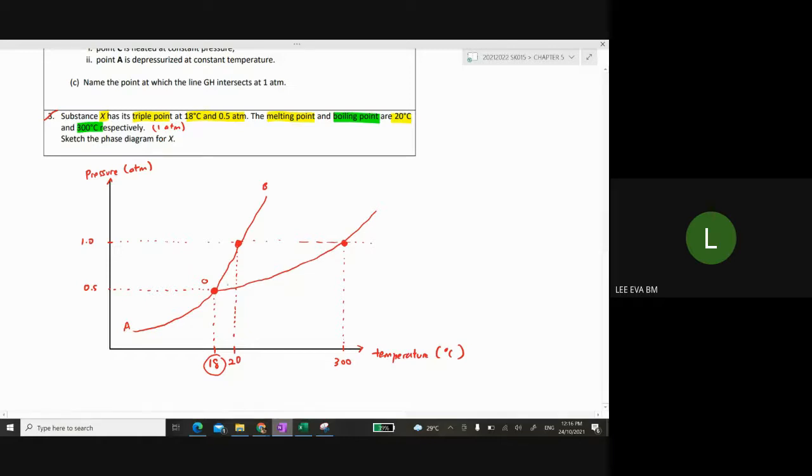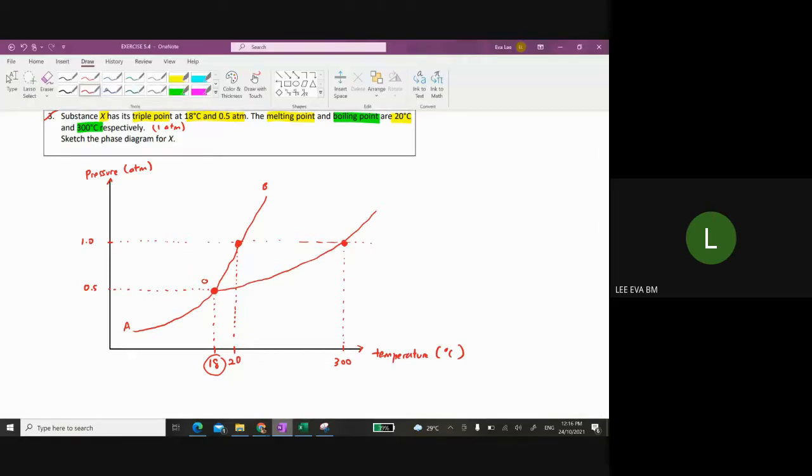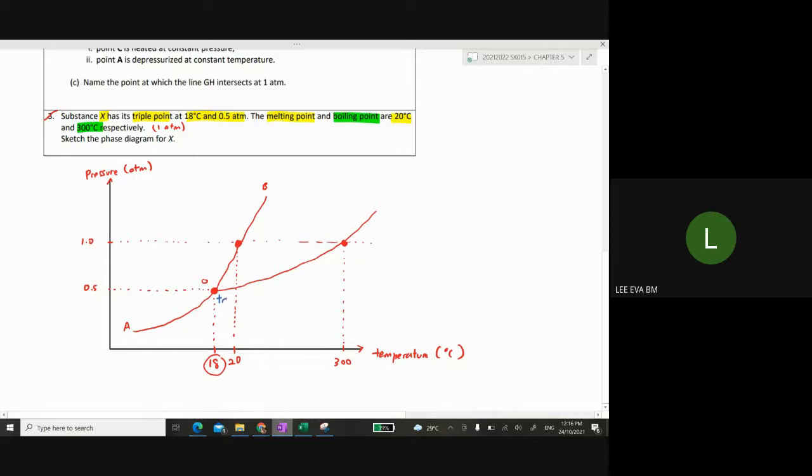Okay, so just now we have this triple point. Let me use a different color. So this is my triple point. And then I label this one as my melting point. This one is my boiling point. What else can I label?